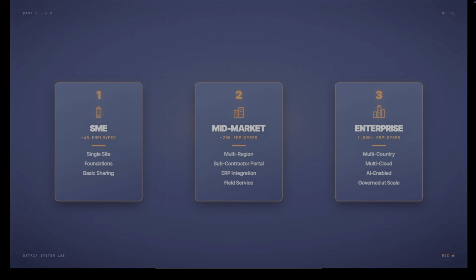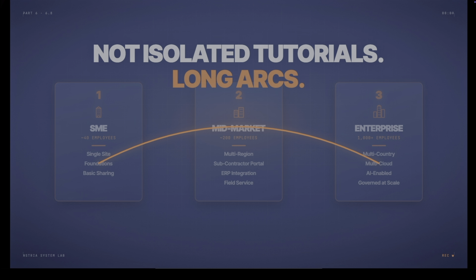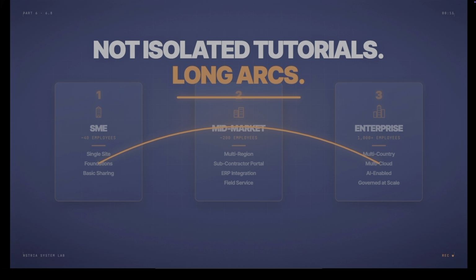You will watch Mark Services grow. You will see how every architectural decision we make at stage 1 shapes what's possible at stage 3. That's how real architects think.